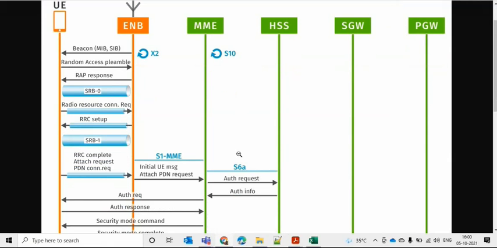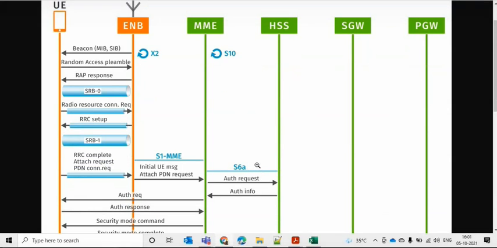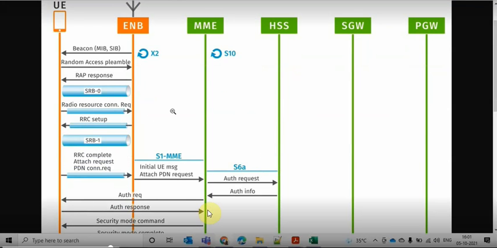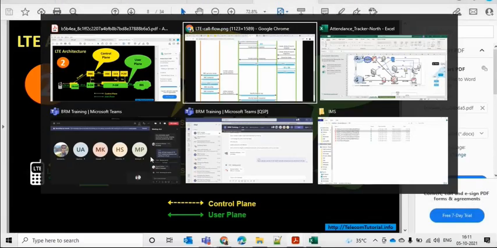And when the MME asks the HSS about the subscriber location, whatever we were asking the HLR in 2G and 3G, it will ask on the S6a interface. That is used for SDN technology.